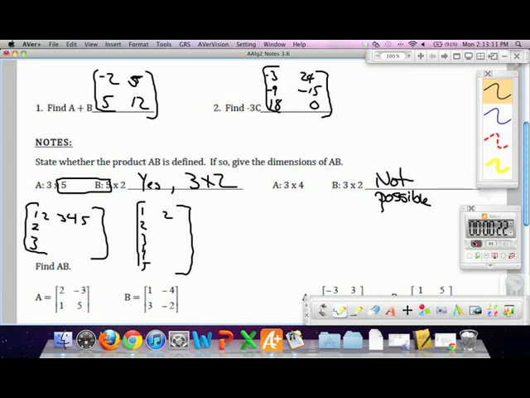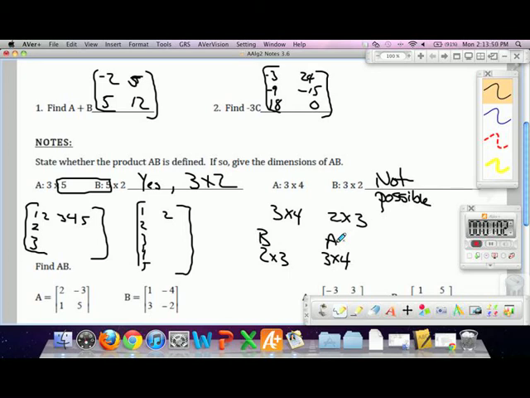For example, if A was 3 by 4 and B is a 2 by 3, you would not be able to multiply A times B. But you could multiply B times A. If you did B times A, you'd have a 2 by 3 and a 3 by 4, and you could find B times A, which would be a 2 by 4 matrix when you're done. But you would not be able to multiply them in this order.